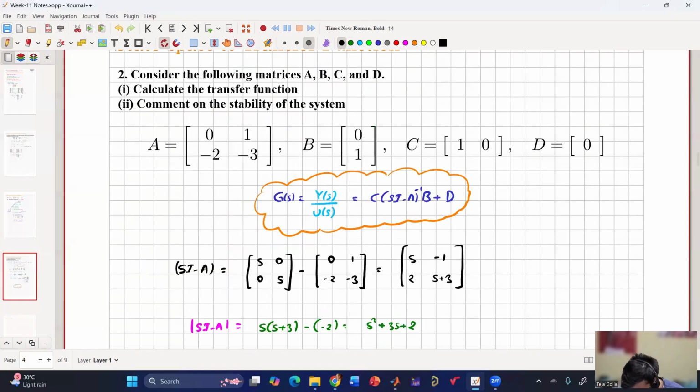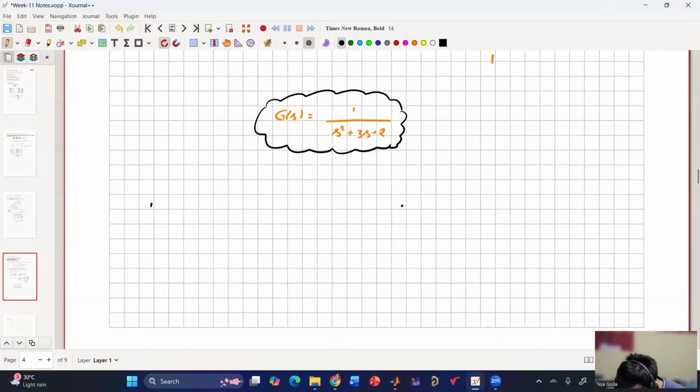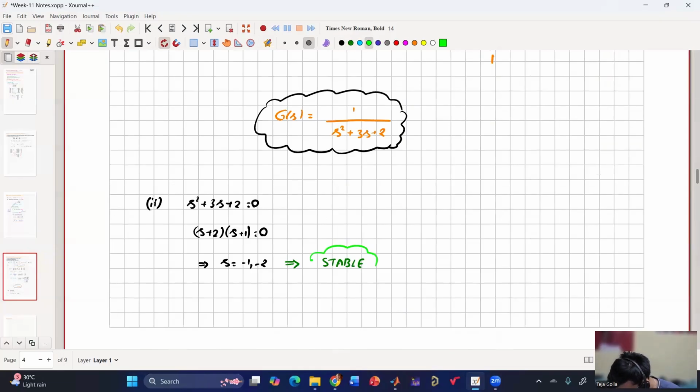Now, how can we comment on the stability? By calculating the pole locations. So let us quickly check this. For the second part, I have to consider the denominator, equate it to 0 and then check the pole location. So it is (s plus 2) into (s plus 1), which means s is equal to minus 1, minus 2. This means the system is stable because both are on the left hand side. So in this way, we can calculate the transfer function for a given state space model.